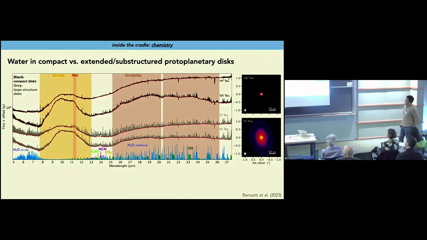This is a survey of 4 disks where 2 of them are very compact disks. We don't see any outer disk or substructures. The other 2 are large disks with a lot of substructures. Okay, and you see all these lines. The thing that I'm going to talk about is the water.